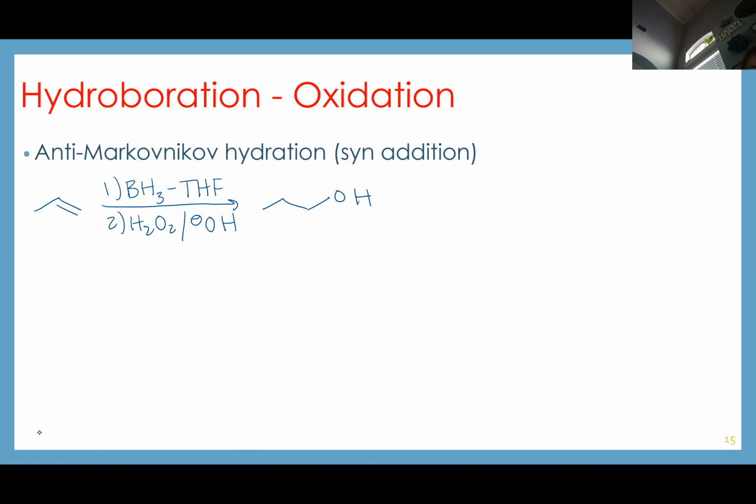So our other conditions are hydroboration, oxidation. This is our anti-Markovnikov option. So if we were to take this alkene that we started off with as our example previously and do this with these conditions, we would end up with the anti-Markovnikov product.